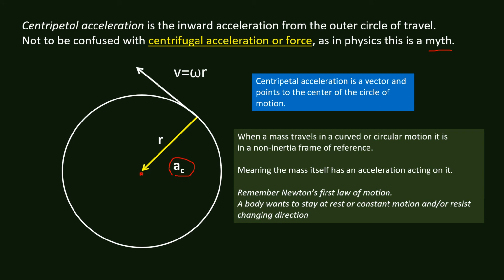So when a mass travels, and this is important, in a curved or circular motion, it is in a non-inertial frame of reference, meaning that there's an acceleration. Okay, and that acceleration is the centripetal acceleration, meaning the mass itself has an acceleration acting on it. Remember Newton's first law: a body wants to stay at rest or in constant motion and resist changing direction. If you have a mass going around here at a certain speed, it is constantly changing direction, so it is in a non-inertial frame of reference.